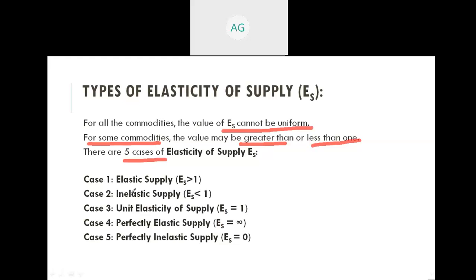As you can see on your screen, case 1 denotes the elastic supply. As it is elastic supply, ES is greater than 1 here. In the second case, it is inelastic supply. In this case, ES is less than 1. Then in the third case, it is unit elasticity of supply. Here comes the word unit. So unit elasticity of supply is denoted as ES equal to 1.